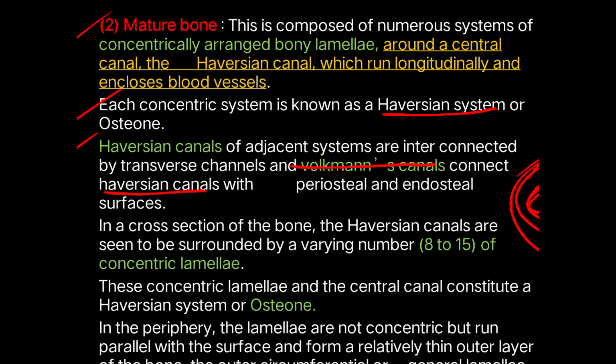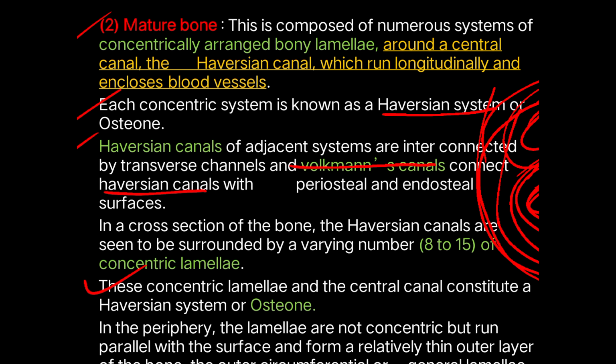In cross section of the bone, the Haversian canal is seen to be surrounded by a varying number, means 8 to 15, of concentric lamellae, and these concentric lamellae and the central canal constitute a Haversian system or osteon. Numerous osteons are there, but in the periphery, the lamellae are not concentric but run parallel with the surface. Means they are like this, around the periphery of the bone.